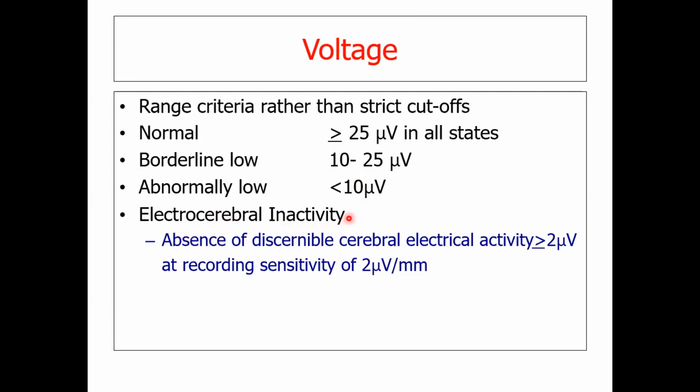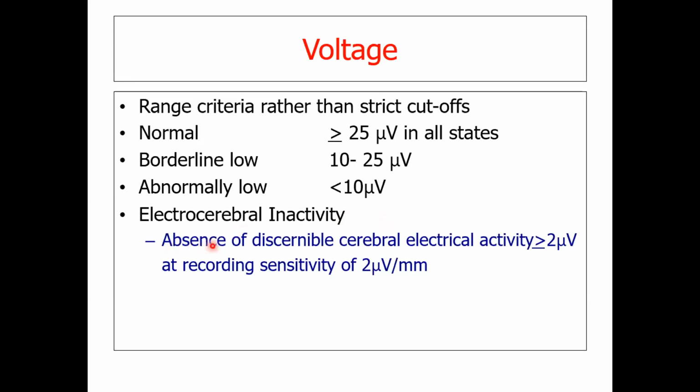Electrocerebral inactivity is a term which is used in neonates as well as in children as well as in adults, which earlier used to be electrocerebral silence. It is a marker of brain death.